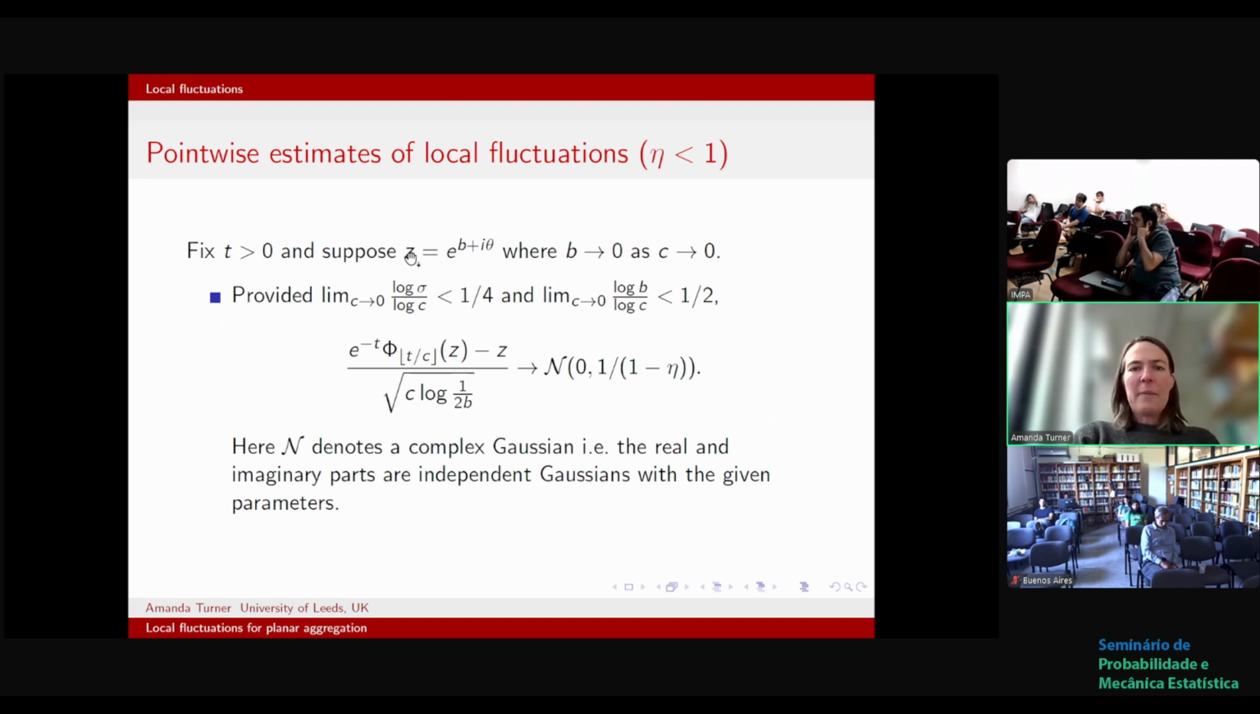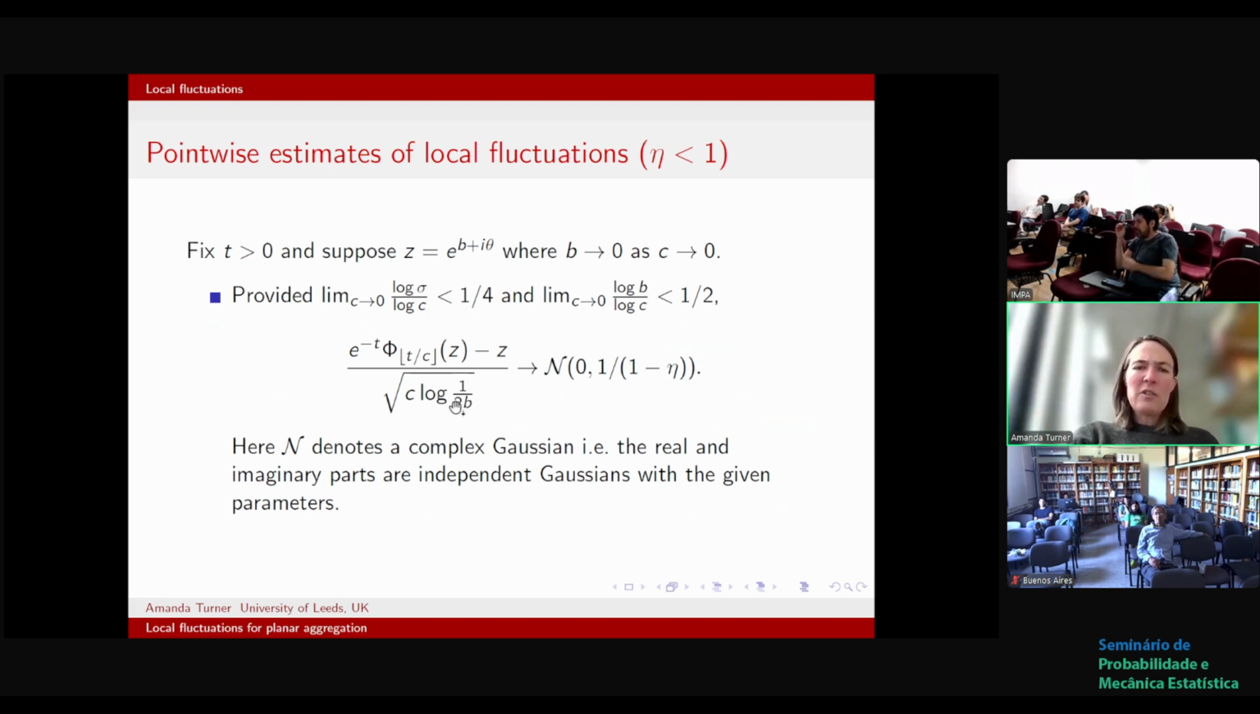For this, we take a point Z at a distance e to the b from the unit disk, and we want to look at b tending to 0 simultaneously with c tending to 0. Here's our first result: provided that sigma doesn't tend to 0 faster than c to the 1/4, and b doesn't tend to 0 faster than c to the 1/2, the fluctuation process scaled by root c log 1 over b converges to a complex Gaussian random variable. So this is a complex number with real and imaginary parts, and the limit is a real and imaginary Gaussian, where the real and imaginary parts are independent and each have this variance.